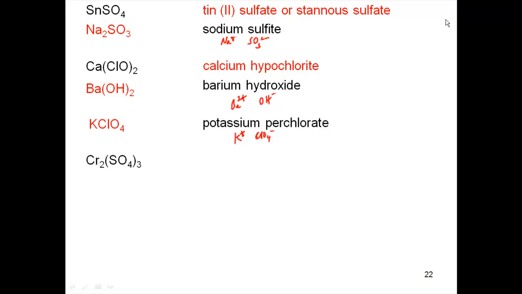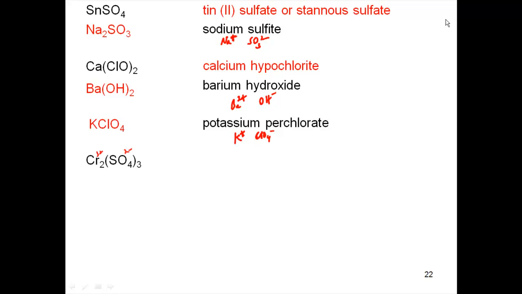Chromium is one of those transition metals, so I need to figure out what the charge is on that chromium. I know sulfate is a 2-. So I got 3 -2s, that's a -6, and I got 2 chromiums. So what charge does the chromium have to be for this to balance out? I need a +6 to balance it out, which means that chromium has to be a 3+.